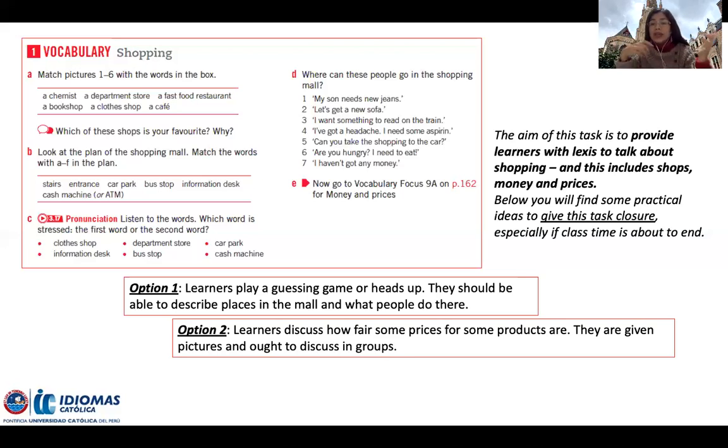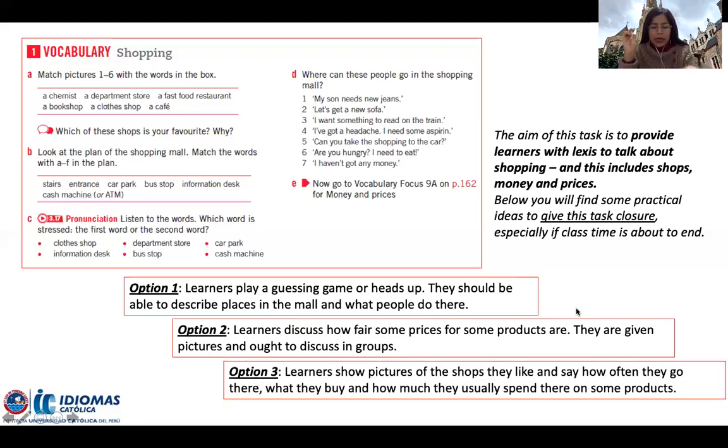So of course, with appropriate prompts, you can help your students to do this. This is definitely a more complex task. Option 3, learners show pictures of the shops they like and say how often they go there, what they buy, and how much they usually spend there on some products.